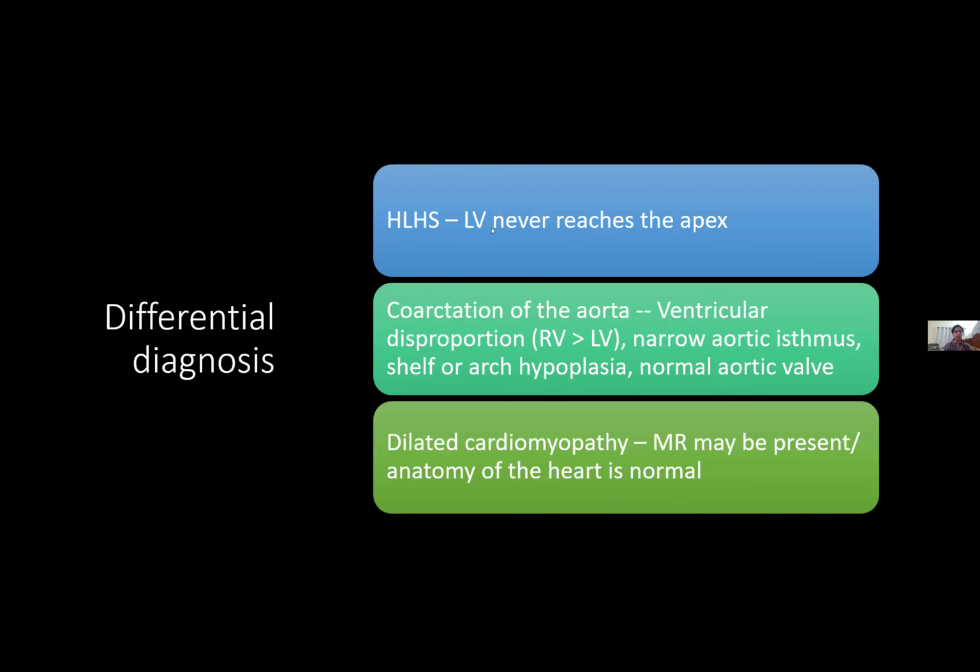The three important differential diagnoses should be considered. First, the hypoplastic left heart syndrome, where the left ventricle never reaches the apex. Second, the coarctation of aorta, characterized by ventricular disproportion, with the right ventricle larger than the left, narrow aortic isthmus, and shelf or arch hypoplasia with a normal aortic valve. Third is the dilated cardiomyopathy. Mitral regurgitation may be present. However, the structure and anatomy of the heart is normal.